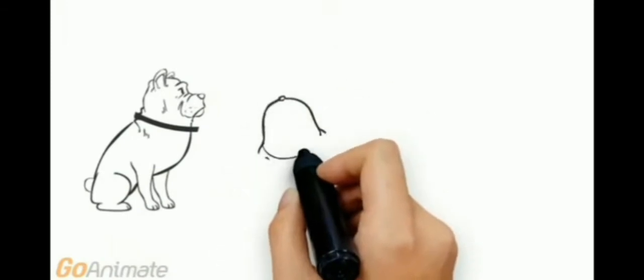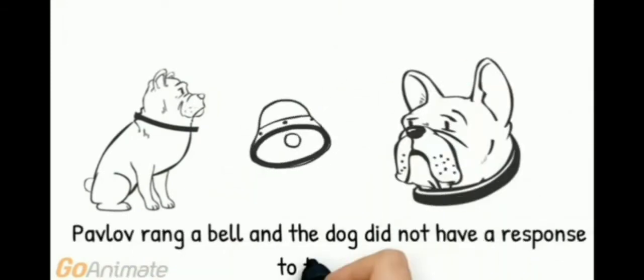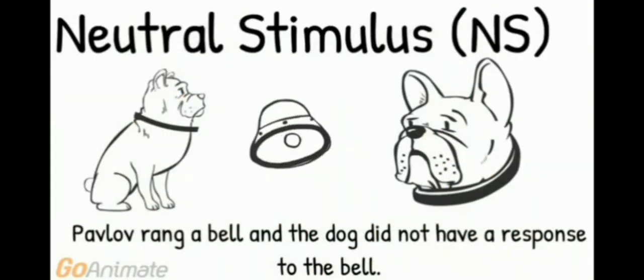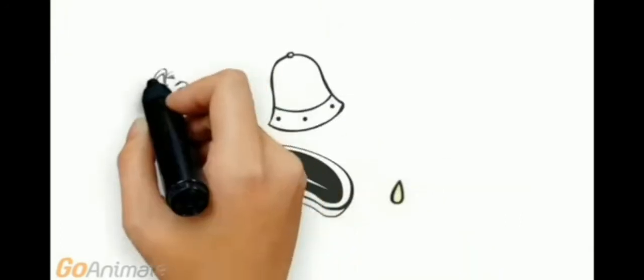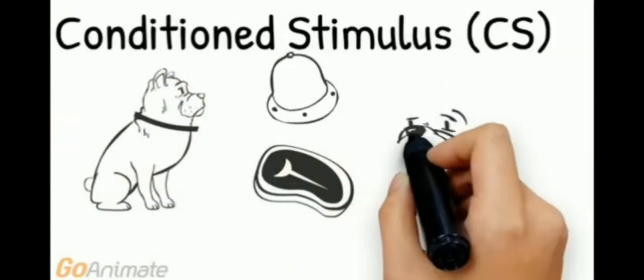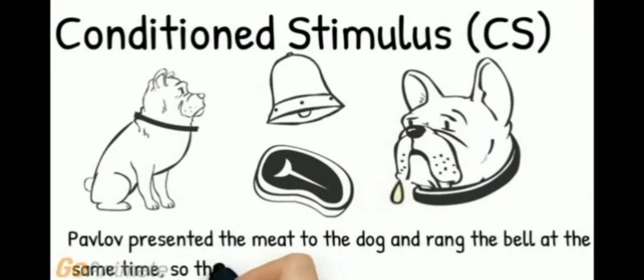Next, Pavlov rang a bell in front of the dogs in a study. The dogs did not respond to the ringing bell. The bell at this point is a neutral stimulus, which means that a neutral stimulus does not produce a response. The next step is where Pavlov presents the meat to the dogs and rings the bell at the same time.